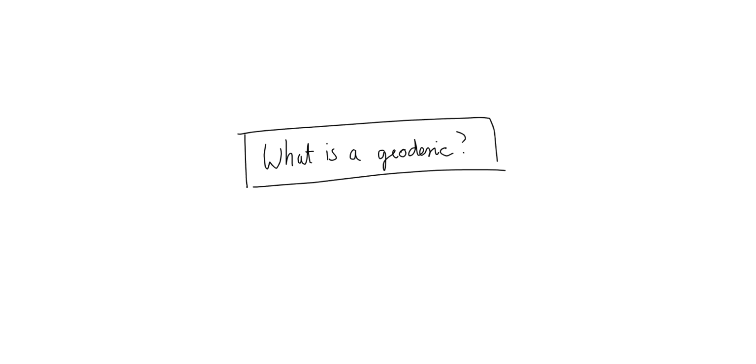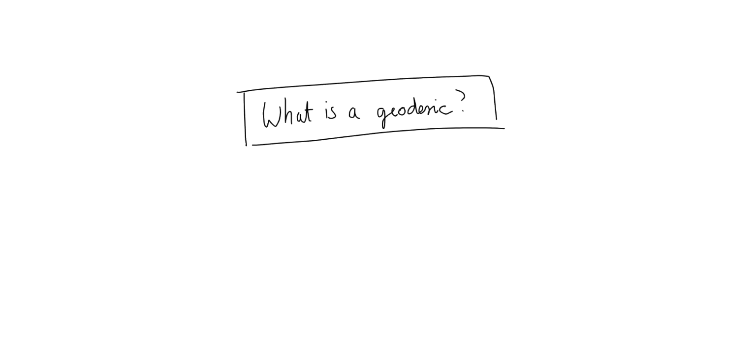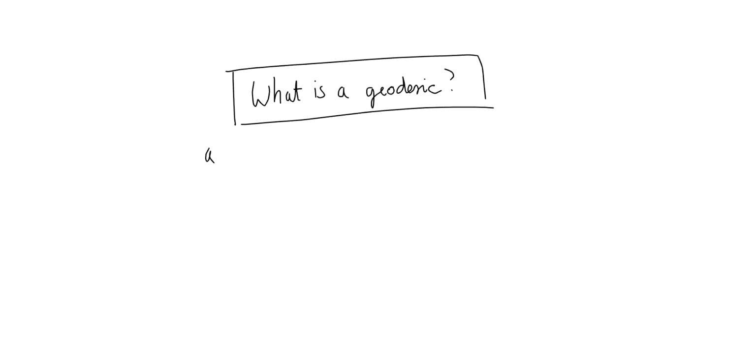So let's go. What is a geodesic? Today's topic. Okay, so the global definition of a geodesic: it's a world line with extremal proper time. Okay, so a geodesic is a world line with extremal proper time.